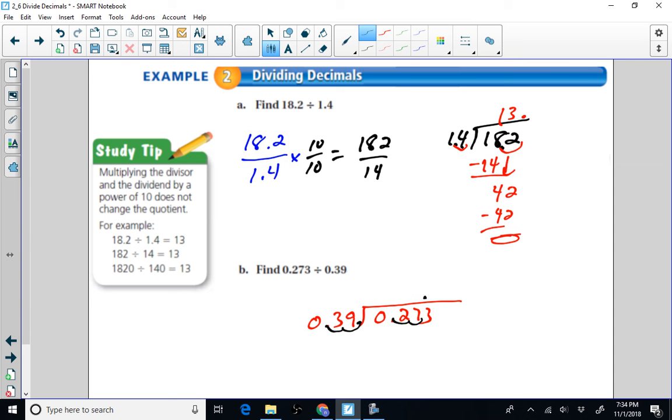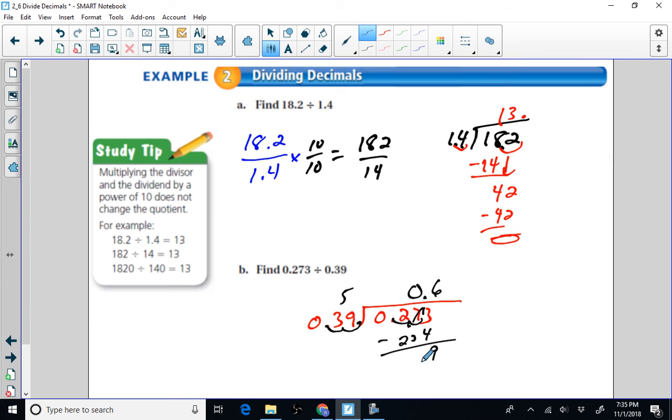39 can't go into 27, so 0 is going to go in my quotient. But 39 can go into 273. How many times? Well, this is about 40, right? So I take the 4. How many times does 4 go into 27? That should be about 6 times. Let's try 6. 6 times 9 is 54. 4 carry the 5. 6 times 3 is 18, and 5 is 23. I subtract.